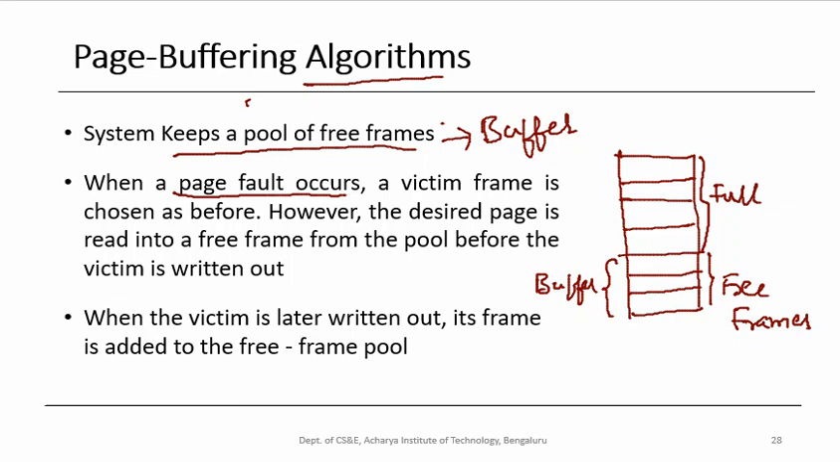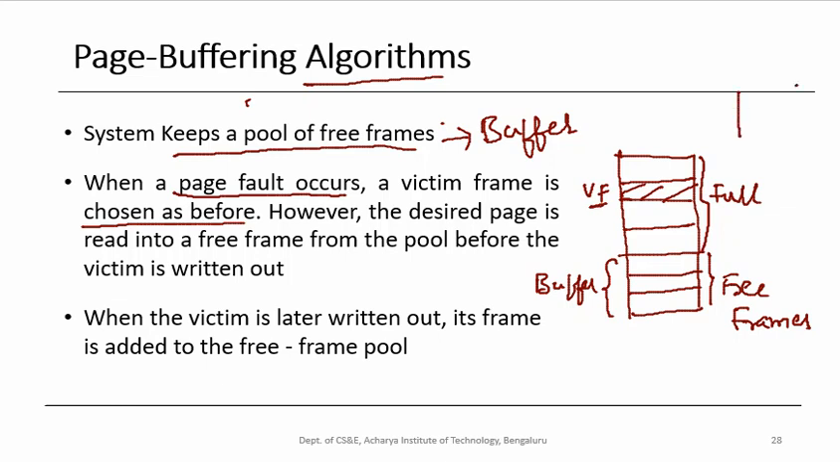The selection of the victim frame is done as before. That means if you are using a first in first out page replacement algorithm, the victim frame is going to be the oldest frame, the one holding the oldest page.